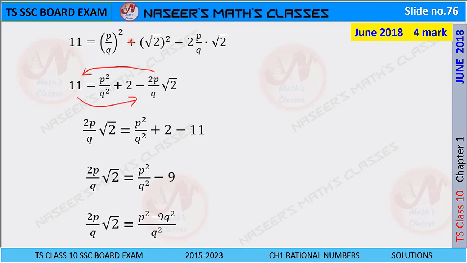Here (p by q) whole square is written as p square by q square, and root and square cancel, we get 2. Next we transpose 11 from LHS to RHS and minus 2p by q root 2 from RHS to LHS. Then we can write it as 2p by q root 2 is equal to p square by q square plus 2 minus 11. By subtracting we get minus 9. Next, here q square is in the denominator, then we take q square as the LCM and the numerator is written as p square minus 9q square.